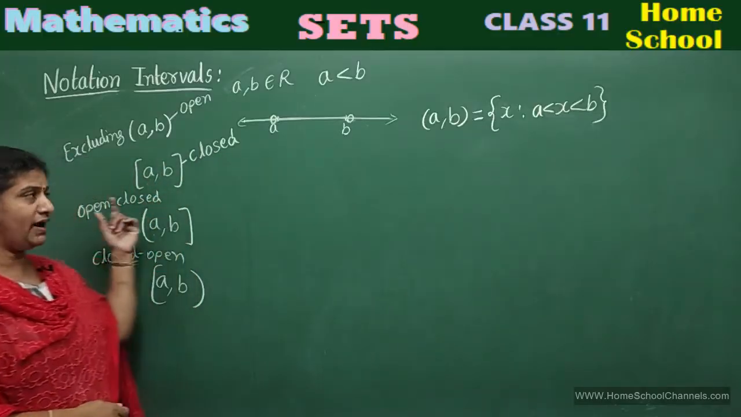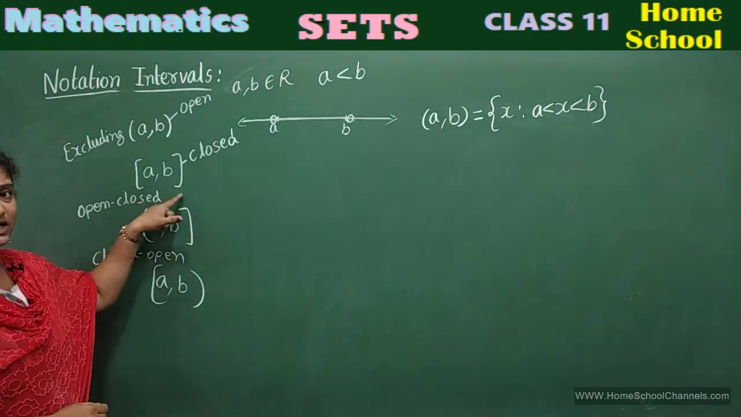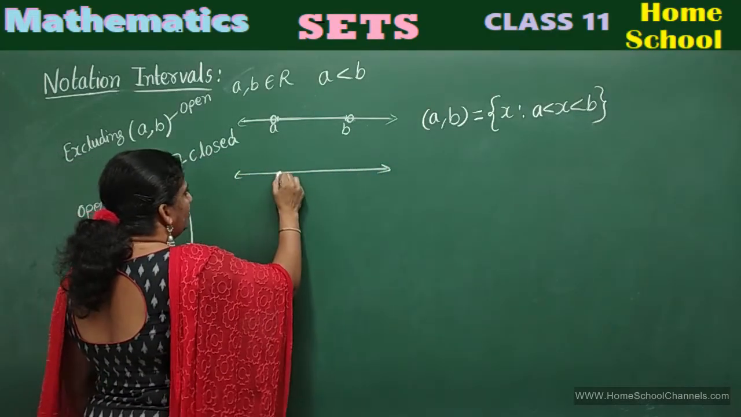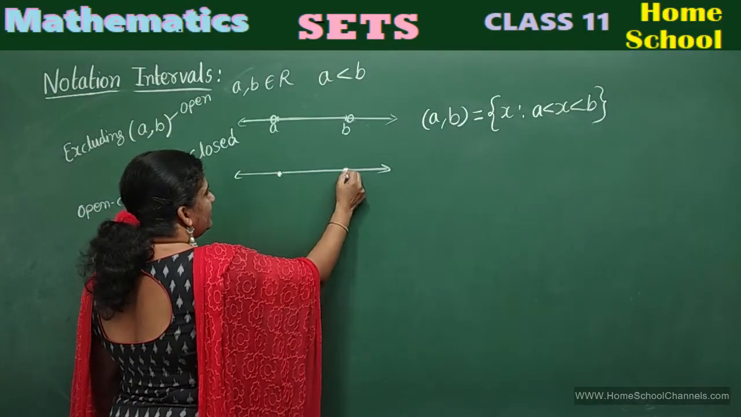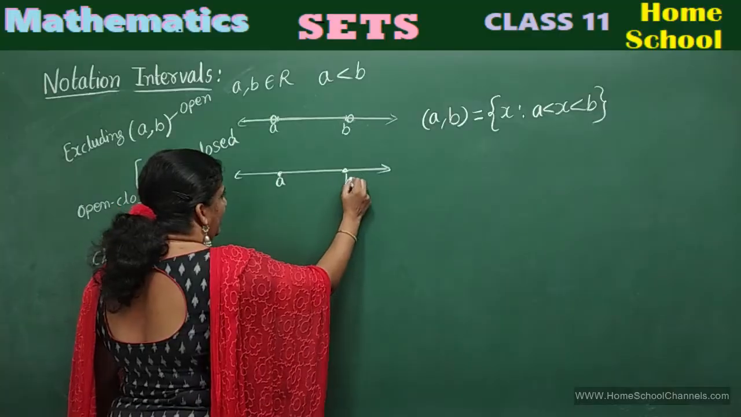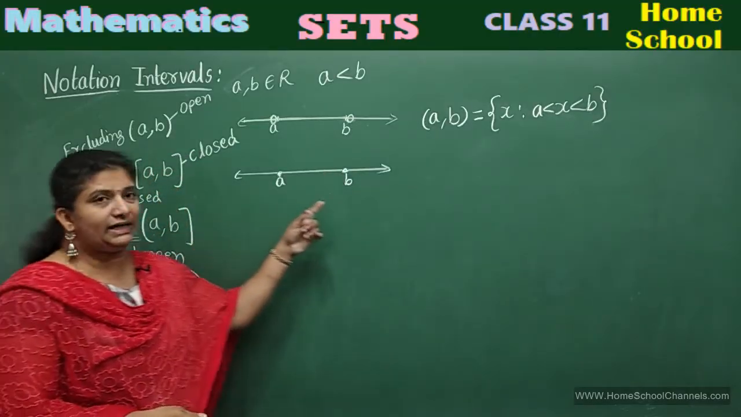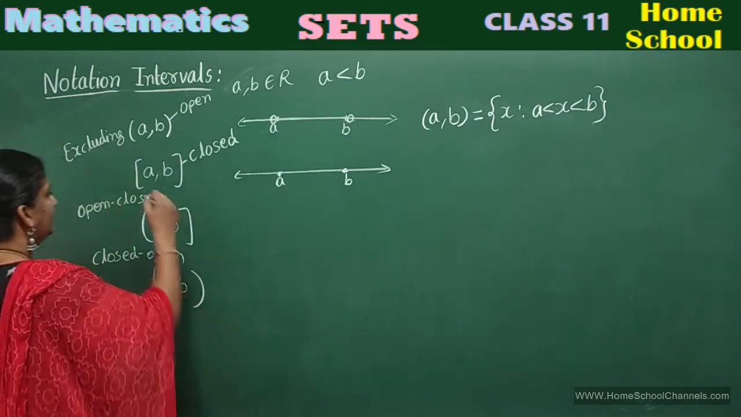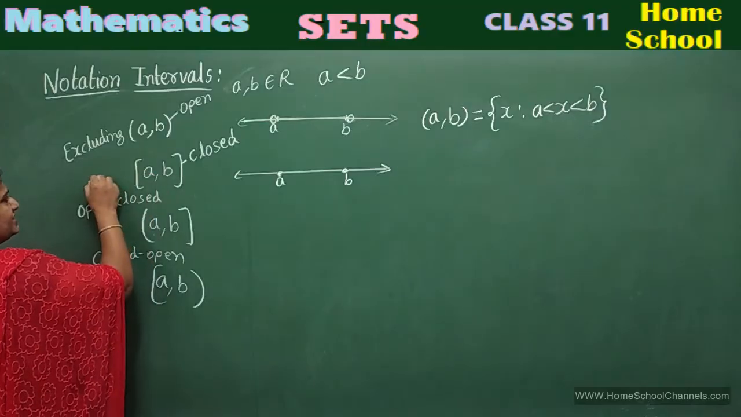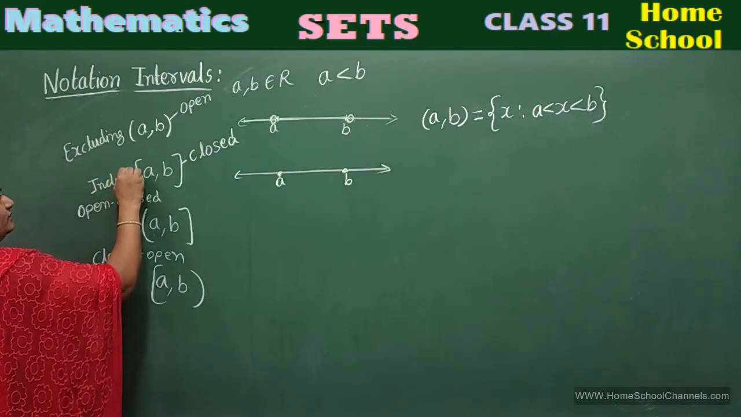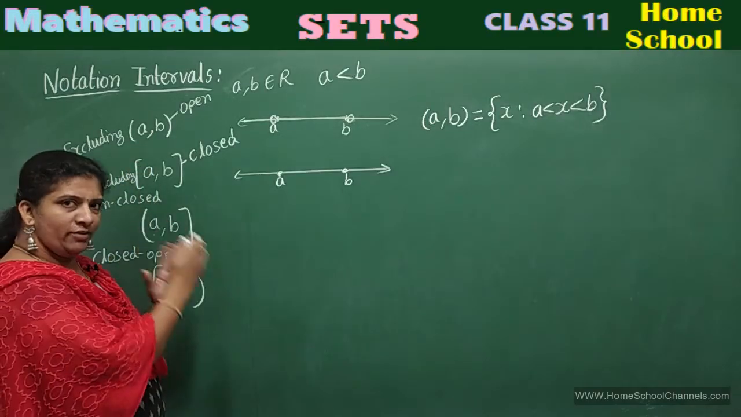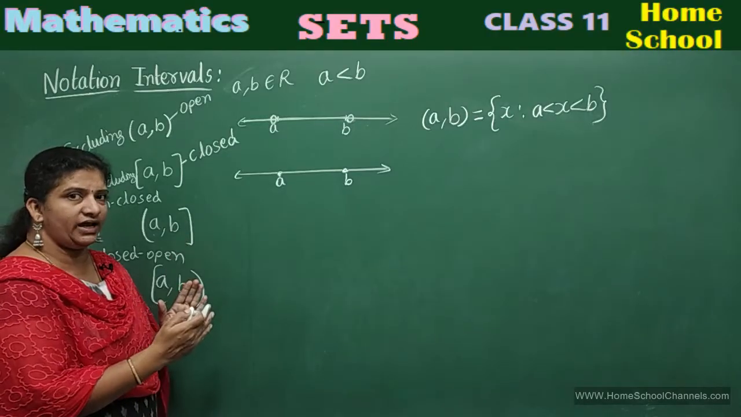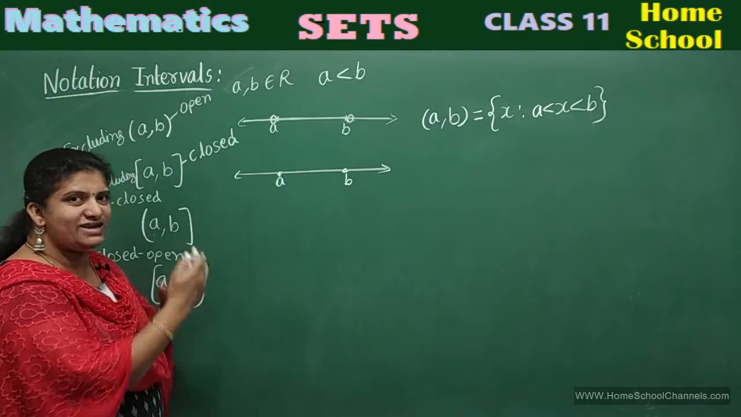Okay. So coming to the next bracket, square bracket. That means closed interval. How do you represent it on a number line? Look here. See. Including this A and including B, all the numbers we can take in the set. Right? So I say this bracket as including. Okay. If you have open brackets, you need to remember excluding the numbers. If you have closed brackets, you need to remember including the numbers.